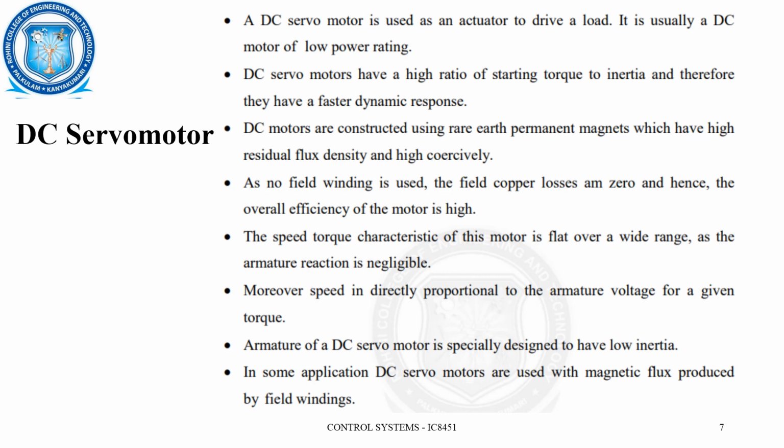The torque speed characteristic of this motor is flat over a wide range as the armature reaction is negligible. Moreover, the speed is directly proportional to the armature voltage for a given torque. The armature of a DC servo motor is specially designed to have low inertia value, and in some applications the DC servo motors are used with magnetic flux produced by field winding.